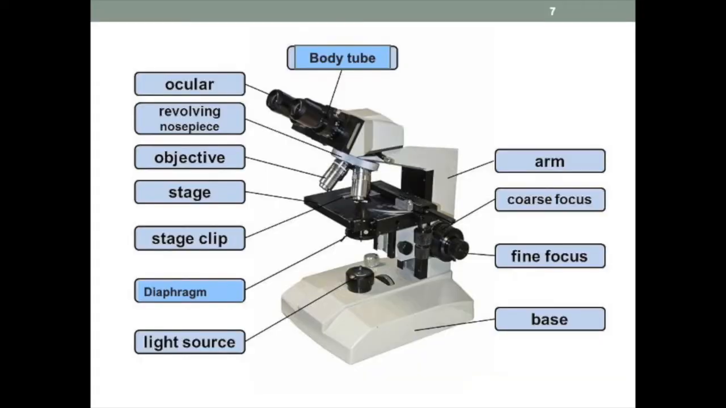So when you look at the microscope itself, you have a few different parts. The main parts I want you to focus on are that stage clip, right? So you're gonna have your slide, and the main way that you're gonna put your slide on is you're gonna need to fold out that stage clip, put the slide in, and then put the stage clip back on.